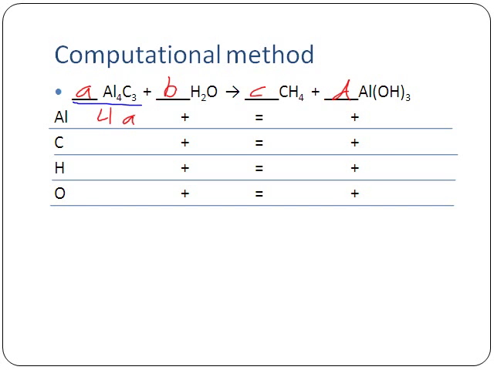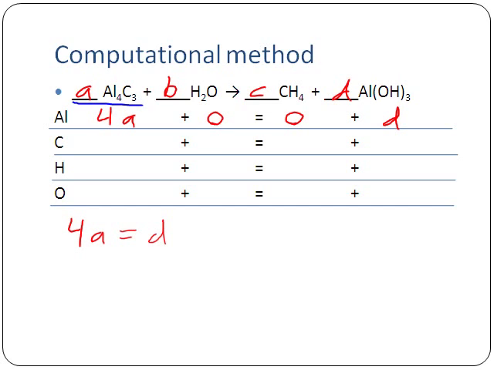Over on my next one, we have B H2O. There are no aluminums here, so I don't have any there. We have C CH4. There are no aluminums in there, so that's a 0. And then we have D Al(OH)3. There is one aluminum in Al(OH)3, and there are D of them, so I just have D of these. And so I start off with a simple equation: 4A plus 0 equals 0 plus D. That's just 4A equals D. And so this is my first equation.